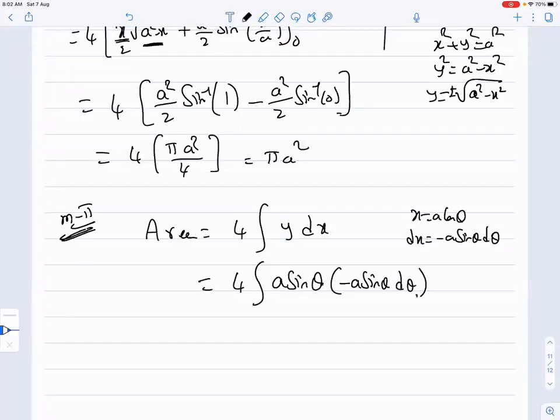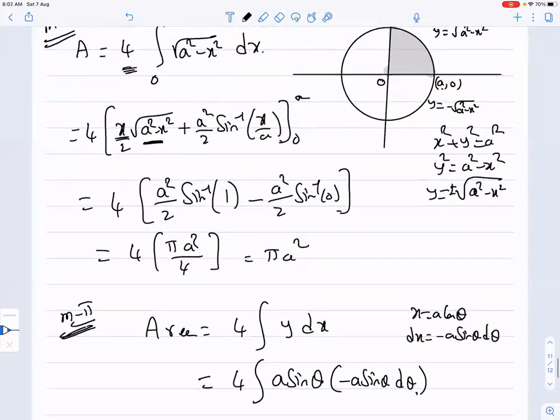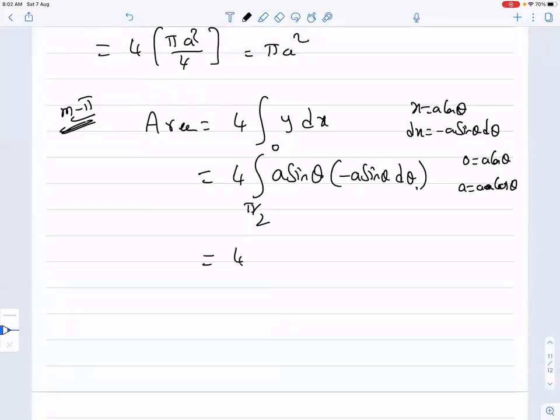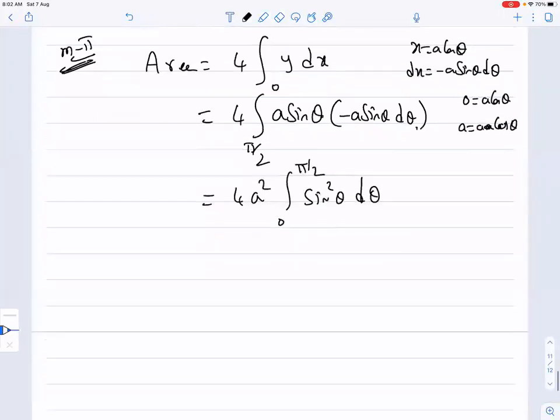Limits will be from what? Since x is a cos theta, when x is 0, that is the lower limit. When x is 0 equal to a cos theta, theta is 90 degrees. When x is a, theta will be what? 0. So practically what we are getting is 4a square into integral from 0 to 90 of sine square theta, with a minus 4. I interchange the limits for the minus. Now you know Wallis theorem for it, right? 4a square into, answer is half into pi by 2 for this. Pi a square. Do you agree with this, students?